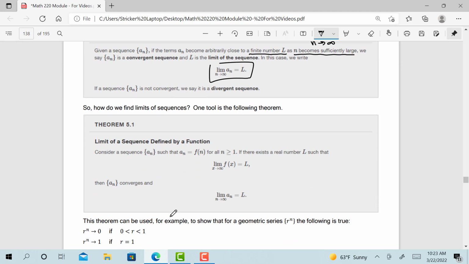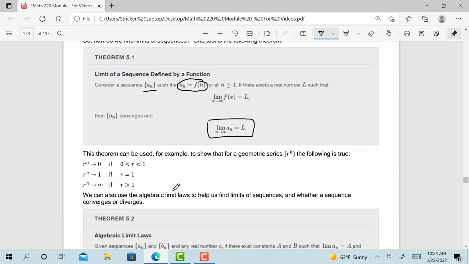And then there's also another little theorem here that's kind of nice. It says that if we take a sequence a sub n and we treat that formula in the sequence as a function, and we are able to take the limit of that function and we get some value L, then of course that says that the limit of that function exists. Well, if the limit of that function exists, then that also means that the limit of the sequence exists. And so the sequence a sub n converges.